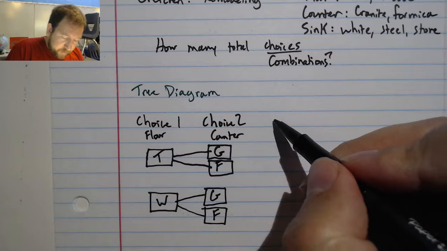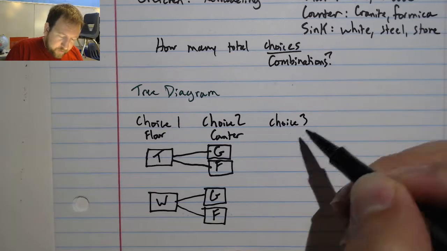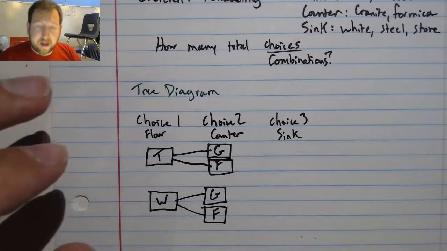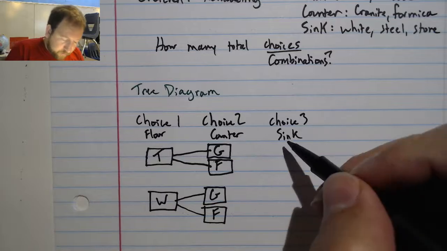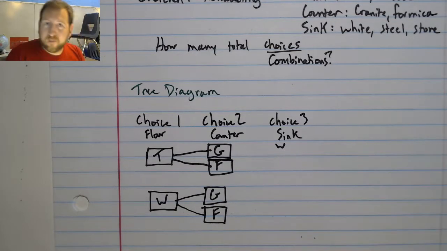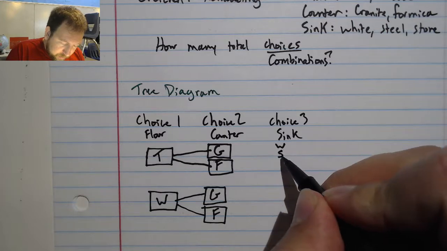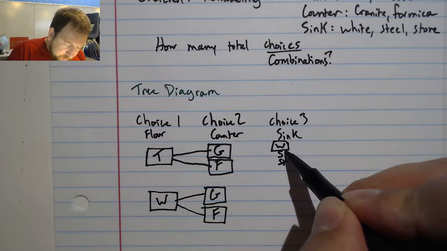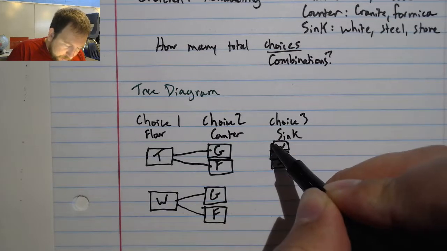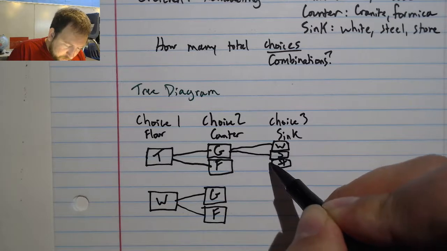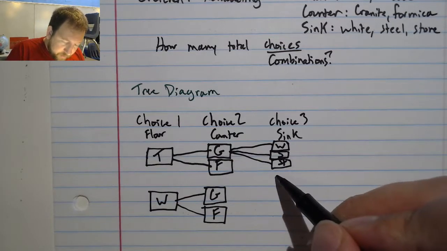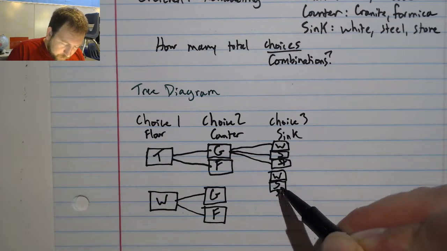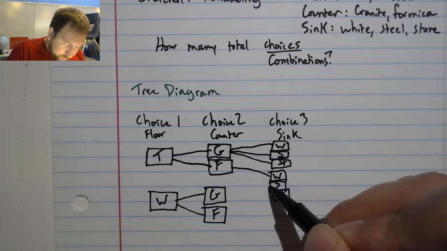Then I have my third choice. Choice 3, I have my sink. Now, in this case, I can have white, steel, or stone. So I can have white. I might not have left enough space for this. Steel or stone. And for each of these, I'm going to connect them to this granite. I can also build white, steel, or stone connected to this tree.